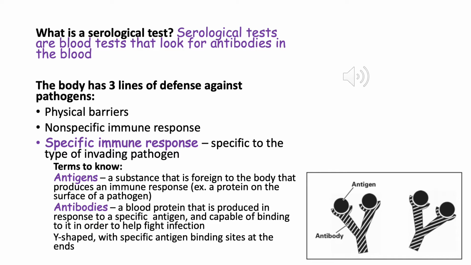So to understand more about the specific immune response, there are two important terms to know: antigens and antibodies. So antigens are a substance that is foreign to the body that produces an immune response. So for example, a protein on the surface of a pathogen is an antigen, and it causes an immune response in your body. It's an unknown or foreign substance to your body, produces a response.